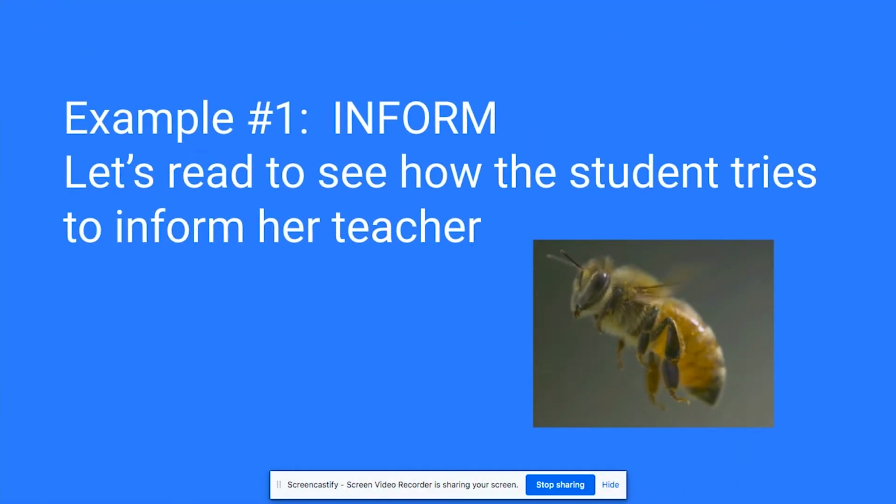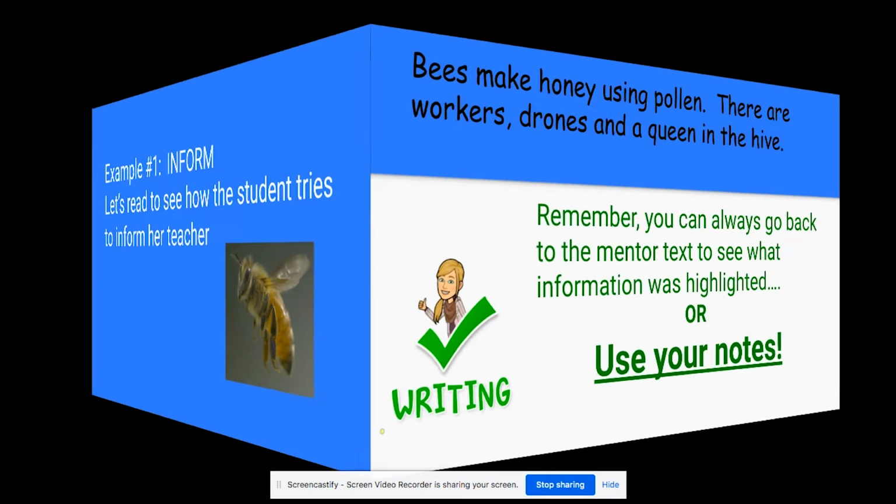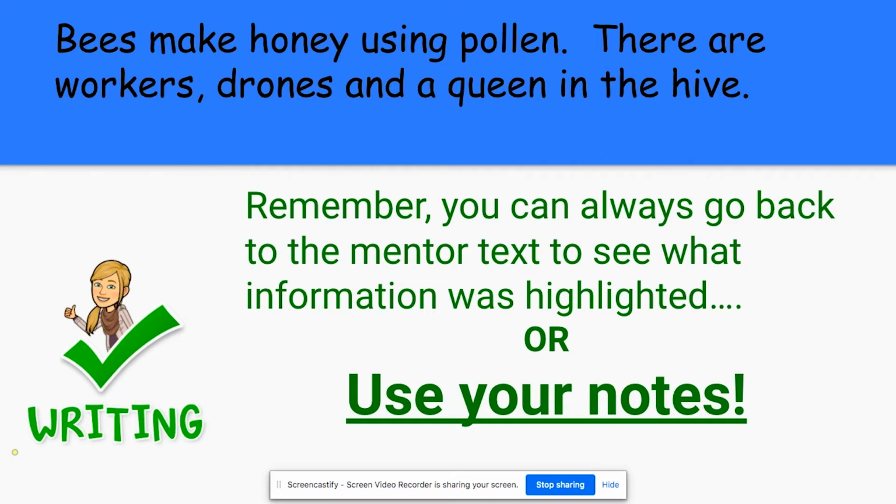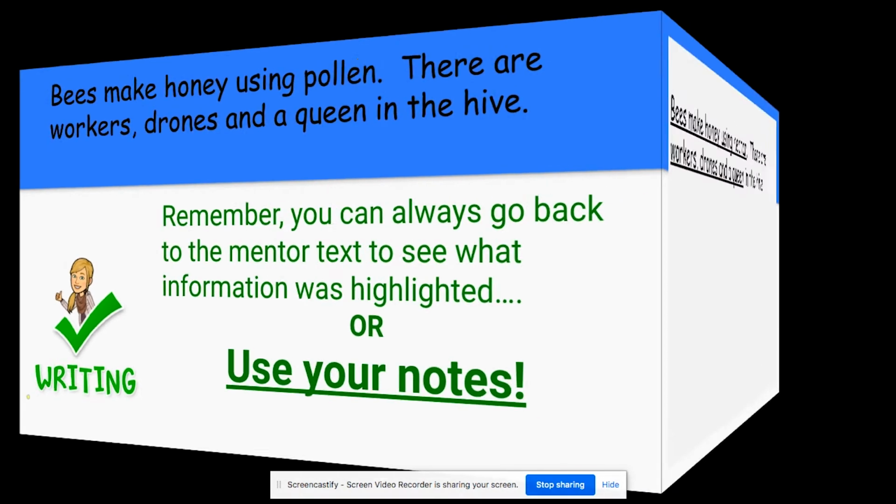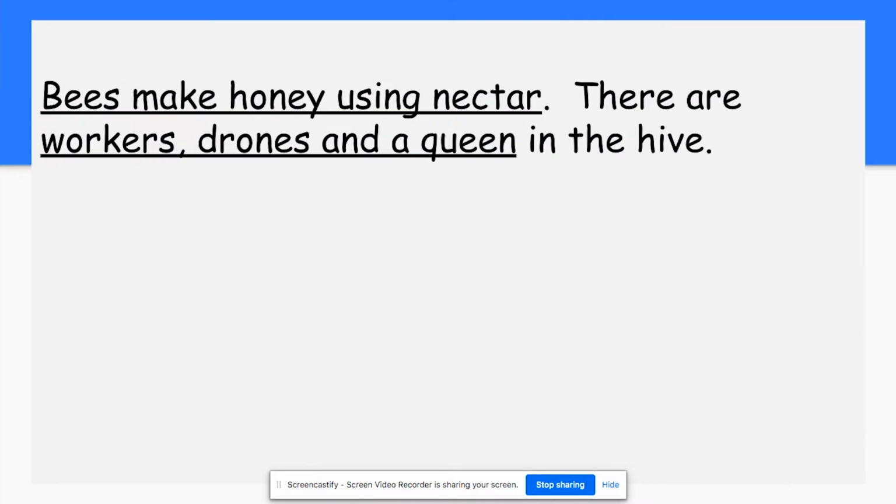So in the first example, let's read to see how the student tries to inform her teacher about how honey is made. So notice in the blue, this is what the student turned in. Bees make honey using pollen. There are workers, drones, and a queen in the hive. Remember, you can always go back to the mentor text to see what information was highlighted or use your notes. We know that bees do not make honey using pollen, they do it using nectar. And there are workers, drones, and a queen in the hive.